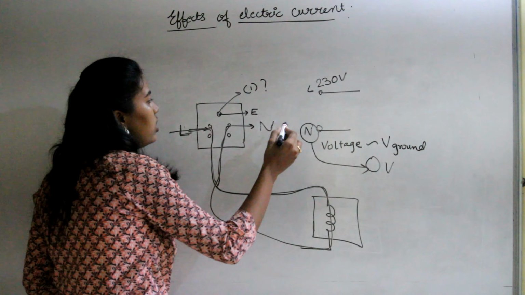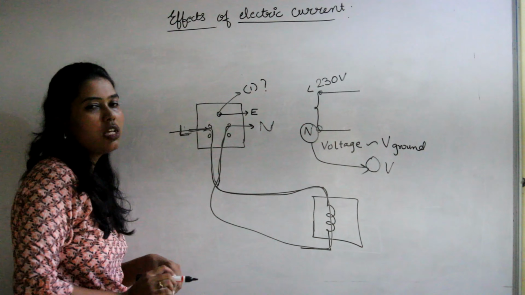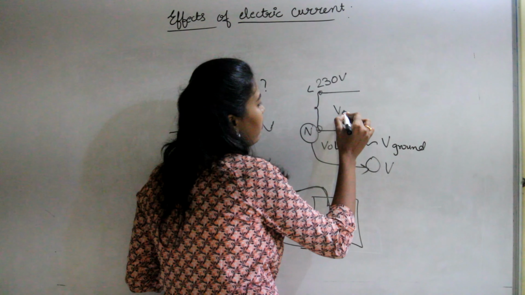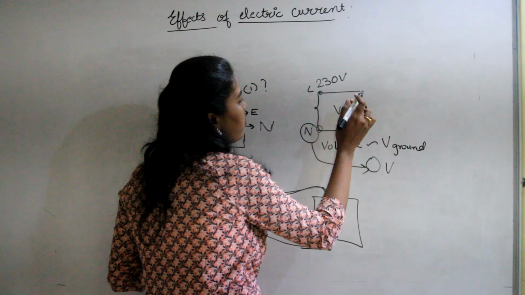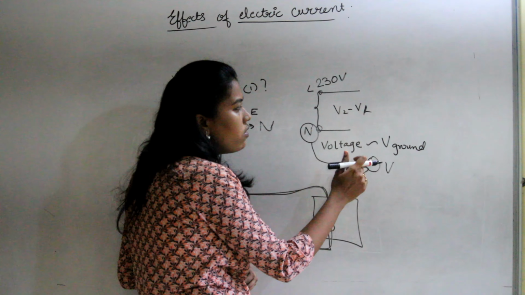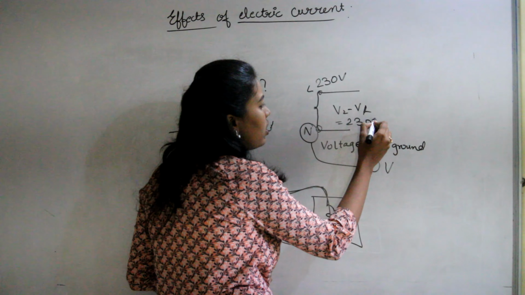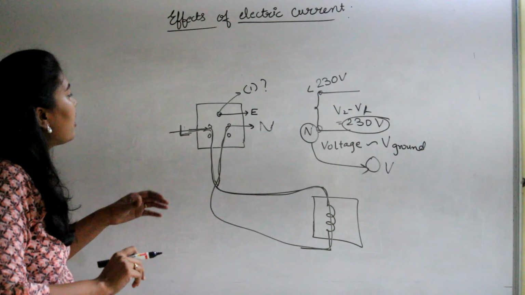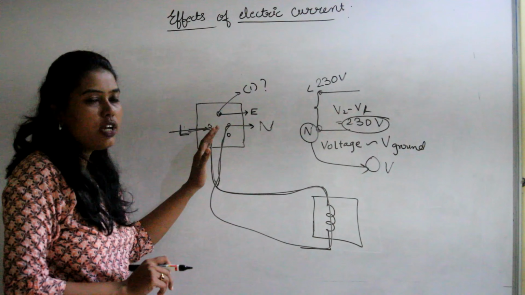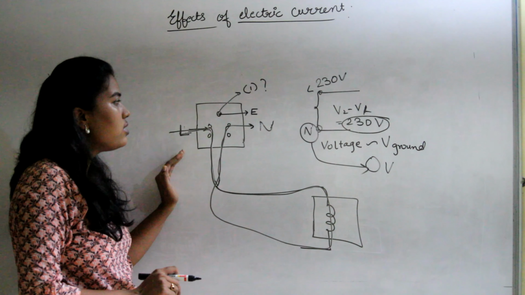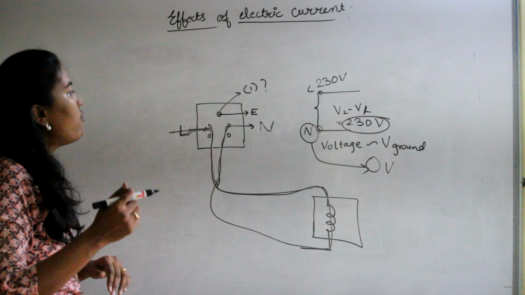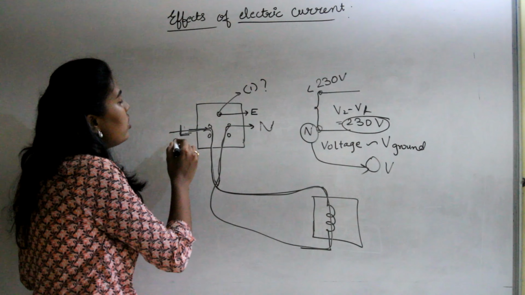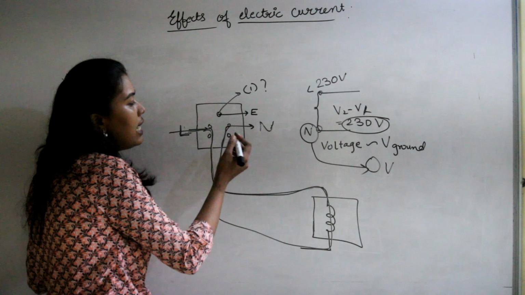So the potential difference between the live and neutral terminals, how much is it? V2 minus V1, 230 minus 0 volts, that is equal to 230 volts. So there is a potential difference of around 230 volts, and the current flows due to this potential difference. Wherever there is a potential difference, the current flows. Why does the current flow only through the live, and then return only through the neutral? Why is it so?